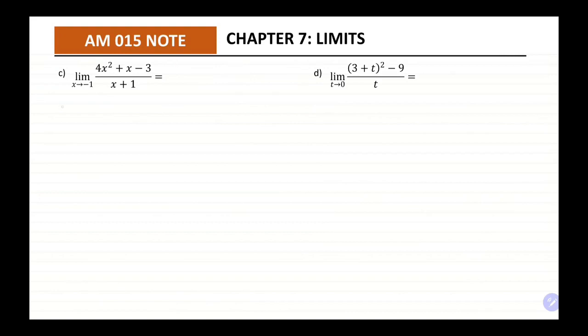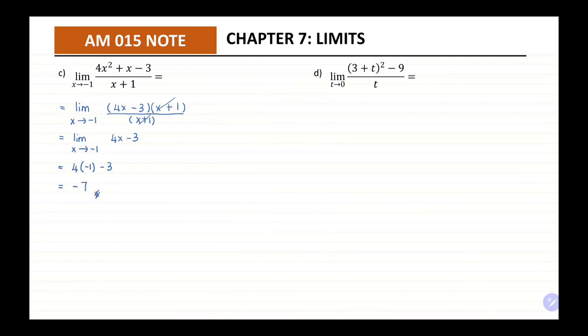Okay, now we copy the limit as x approaches negative 1. We factorize. We get 4x times 1 and 3, plus minus, divided by x plus 1. Then we cancel out the same factor, x plus 1, then we get the limit as x approaches negative 1 of 4x minus 3. Okay, next we substitute negative 1 into the function, so we get 4 times negative 1 minus 3, then the final answer is negative 7.